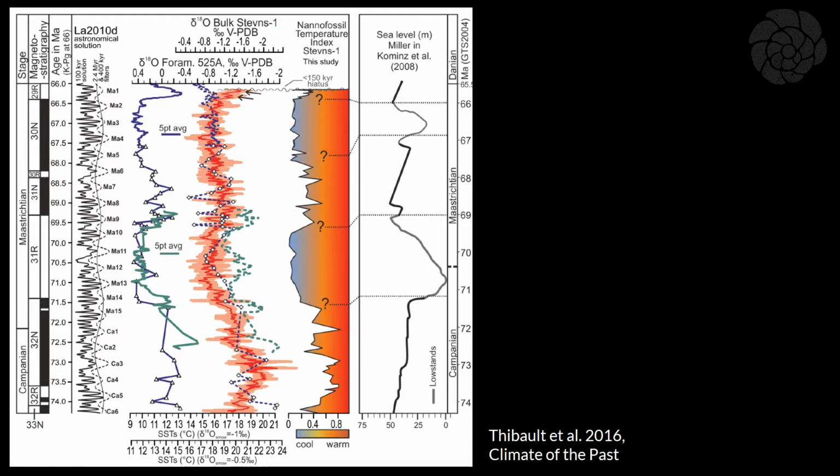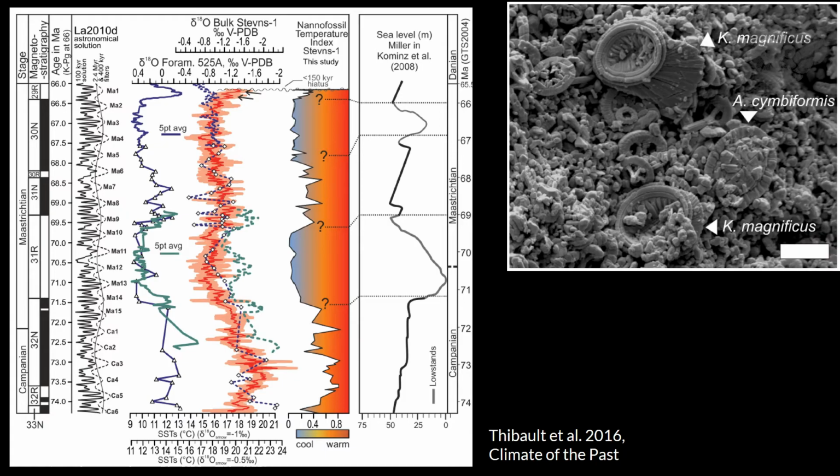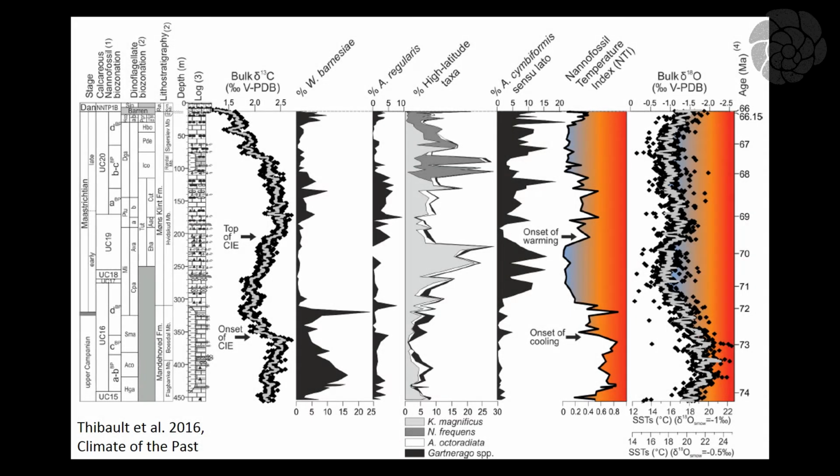And how was this built? Well, because there were some really abundant cool water markers of high latitude species like Calcareous magnificus or Arkhangelskiella cymbiformis. And there are some very clear opposite patterns between Watznaueria barnesiae and this high latitude taxa. Watznaueria barnesiae, you can see its abundance is peaking during the warm event here.